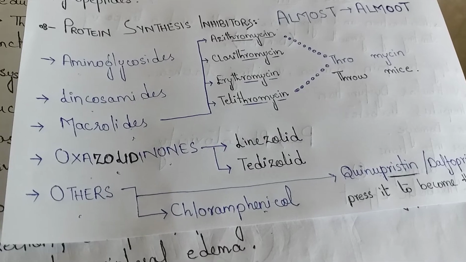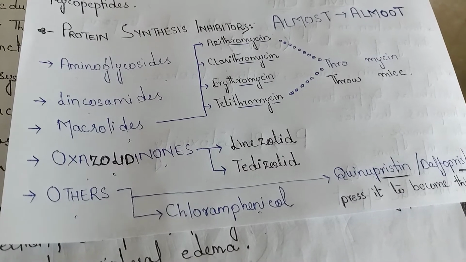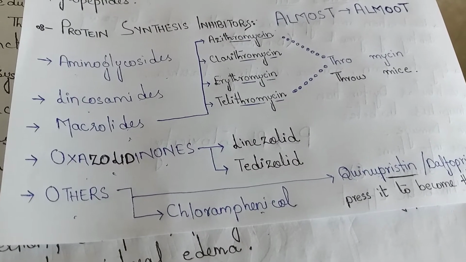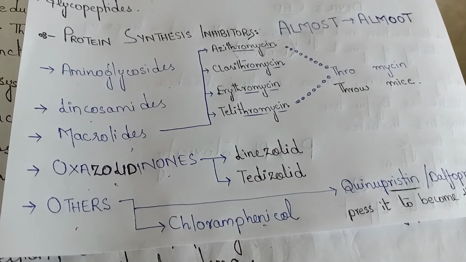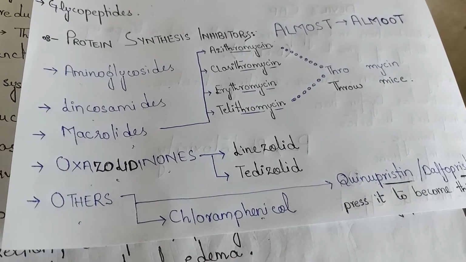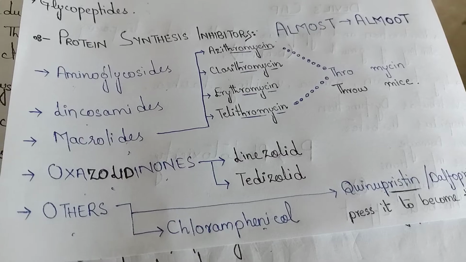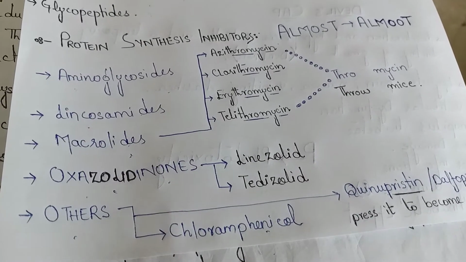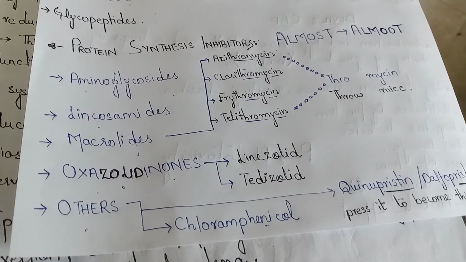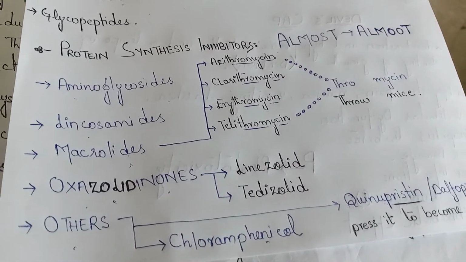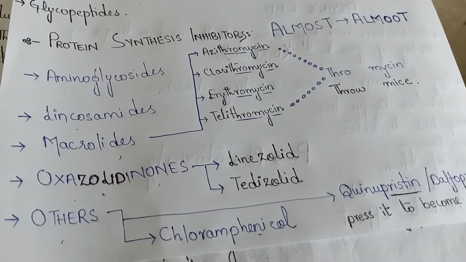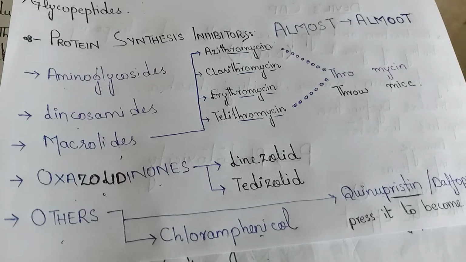antibacterial drugs, and they are bactericidal or bacteriostatic, and they inhibit the protein synthesis. They inhibit the synthesis of protein, the protein that is being synthesized by the bacteria. They inhibit that synthesis, and thus they cure the bacterial infection.